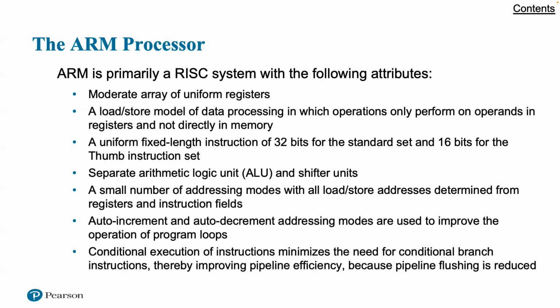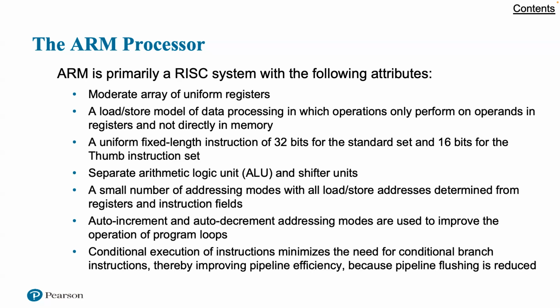It also has a uniform length instruction of 32 bits for the standard set and 16 bits for the Thumb instruction set. So we talked about the Thumb instruction set before, but just think in terms of the 32 bits as the standard way how things are done. But you have a limited instruction set that prioritizes 16 bits within that 32 bits. And sometimes that can be helpful in improving performance for a certain way that you're using the processor.